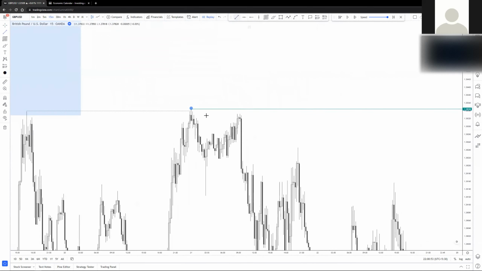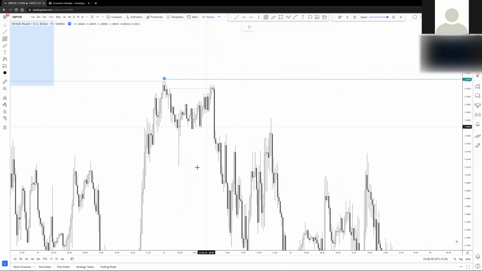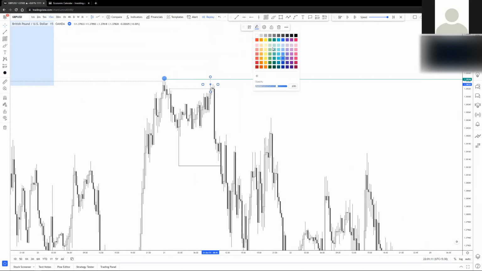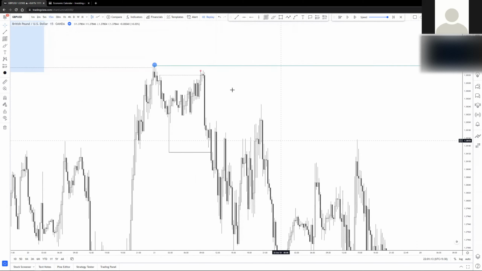Look at this. You have a stop hunt. You have a breakout structure. So a stop hunt and a breakout structure makes this high a strong high, right? Makes this a strong high. So let's make this big and this small. Let's mark that out in another color. Strong high.